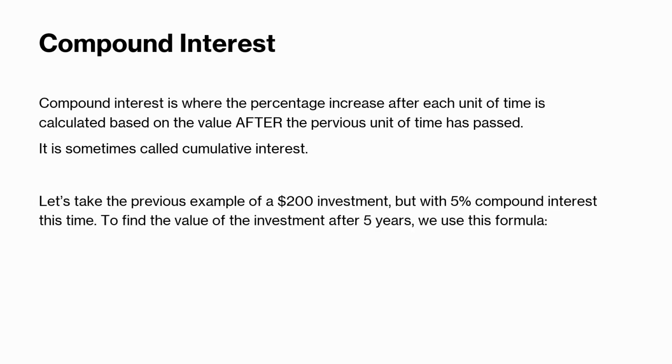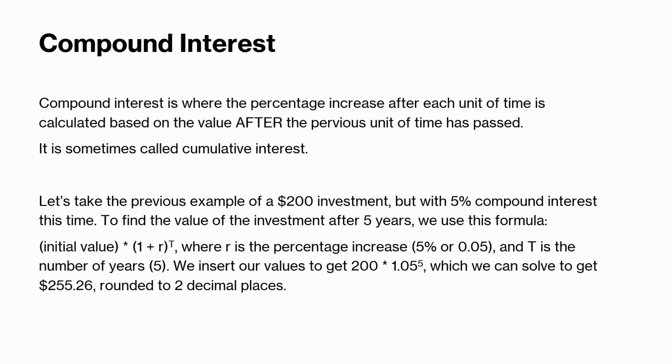Let's again take the previous example, a $200 investment, but with 5% compound interest this time instead of simple interest. We use this formula: the initial value, or 200, multiplied by 1 plus r, where r is the percentage increase, and to the power of t, where t is the unit time, the total time. So the percentage is 5, we do 1 plus 0.05, or 1.05, and our time is 5 years.